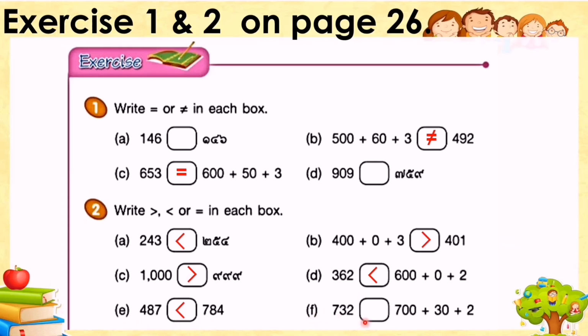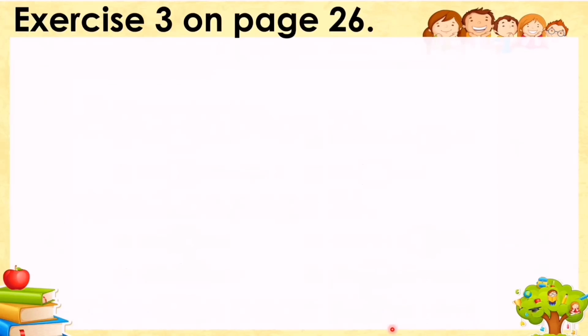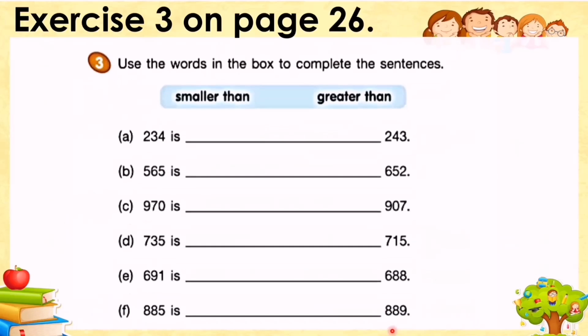And letter F, 732. Let's compare to 700 plus 30 plus 2. Okay, so the numbers are the same. So what symbol should you put here? It is the equal symbol. Very good. Okay, so that is your exercise 1 and 2. Let's proceed to your exercise 3 on page 26. Okay, still on page 26.